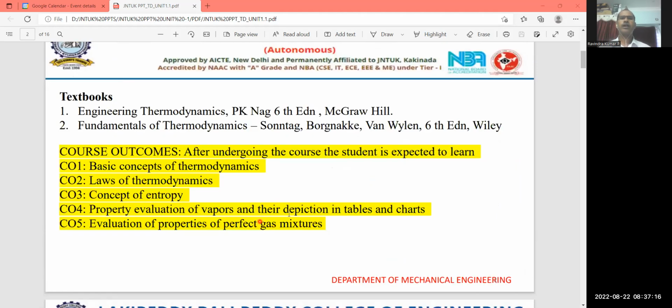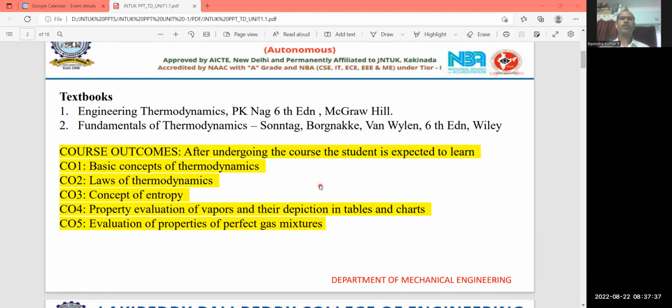Now coming to the textbooks: Engineering Thermodynamics by P.K. Nag, Indian edition. The second one is Fundamentals of Thermodynamics by the foreign author Sonntag and Van Wylen. This is a very good book. So if you study these two books, you can get very good knowledge in thermodynamics.